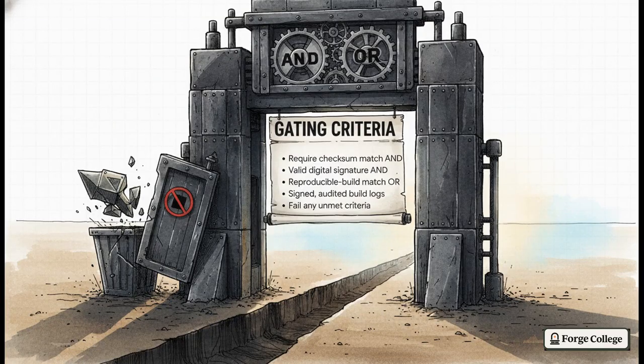Step 3, gating criteria. This is where you draw a hard line in the sand. You must enforce a strict pass-fail policy, require a checksum match and a valid signature, and either a reproducible build match or signed audited build logs. Notice those operators? A failure in literally any of these areas means the artifact does not pass the gate. It's categorically rejected. No exceptions, no "oh, let's just push it this once" allowed.